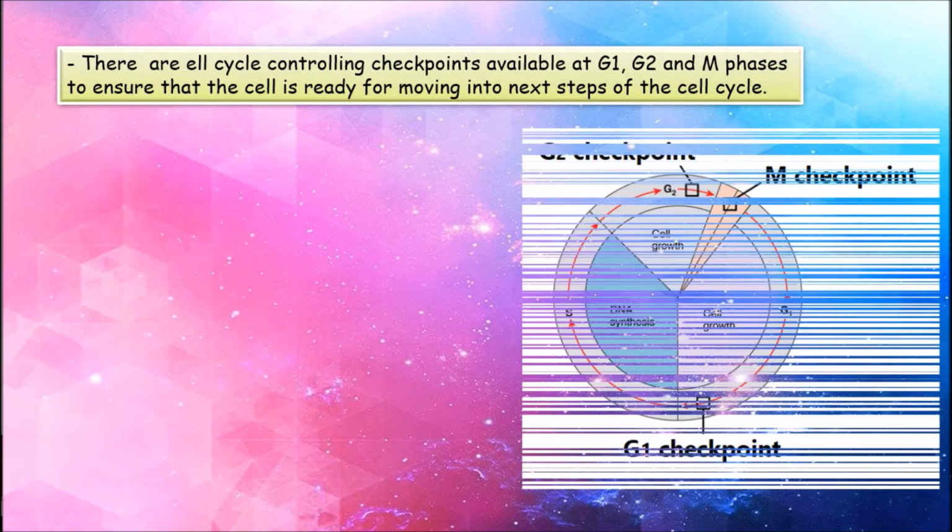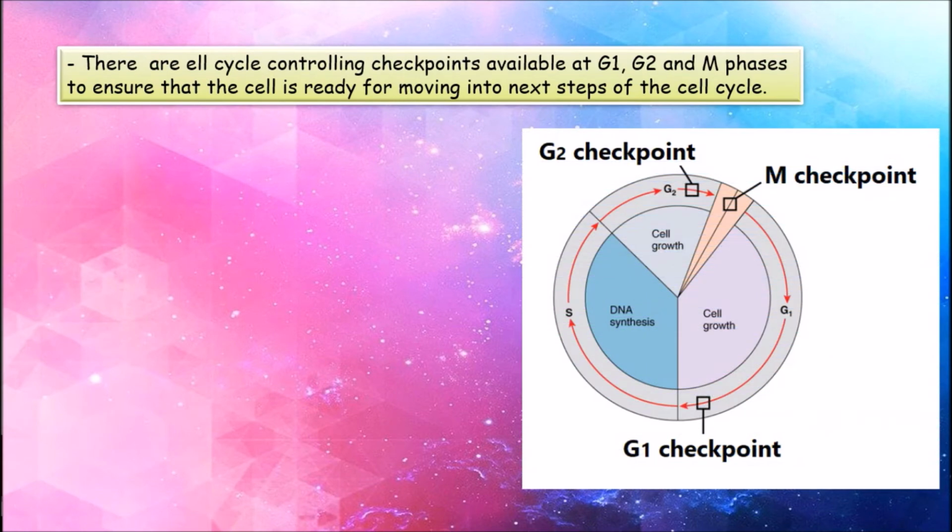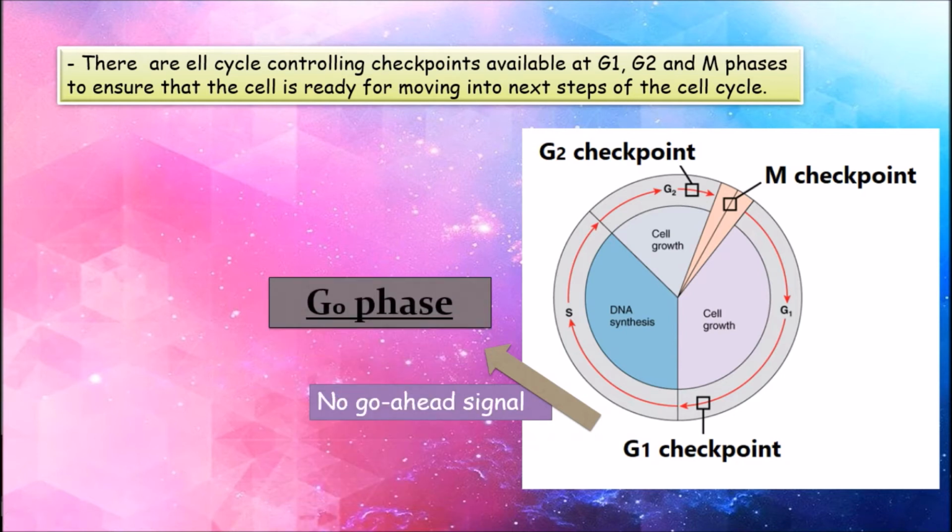There are cell cycle controlling checkpoints at G1, G2 and M phases to ensure that the cell is ready for moving into upcoming phases of cell division. If it does not receive a go-ahead signal, it may exit the cycle, entering into a non-dividing stage called the G0 phase.